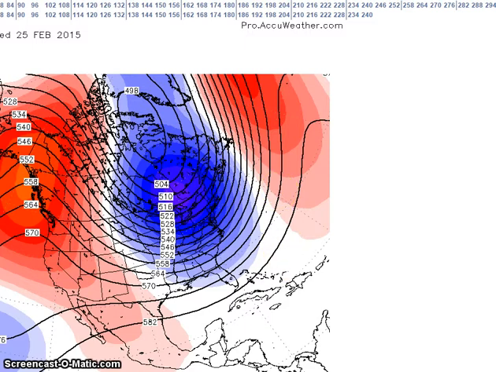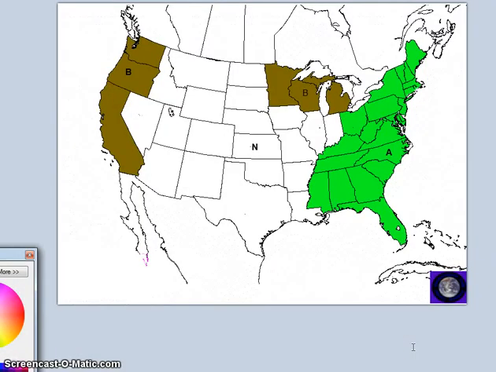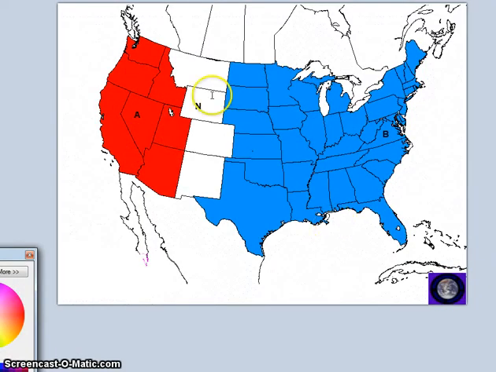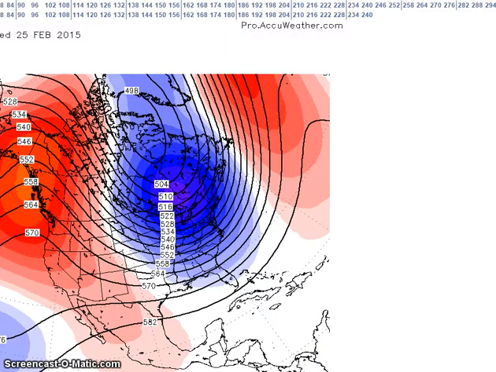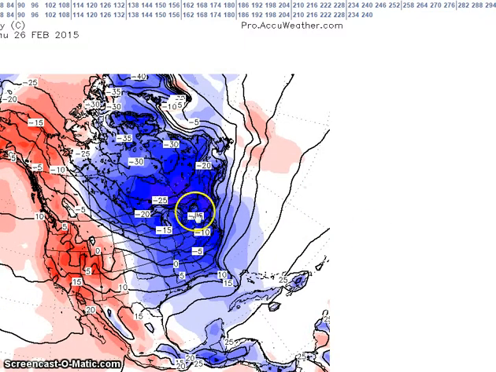So during this forecast period, I am forecasting little change in the temperature anomalies, and for precipitation, I'm forecasting below normal precipitation for this region and above normal precipitation here. So during this period, I am forecasting temperature anomalies of about 10 to 15 degrees below normal in the east and about 15 degrees above normal in the west.